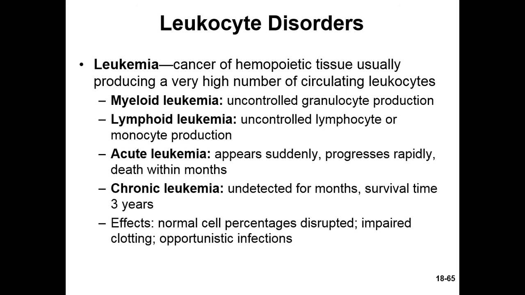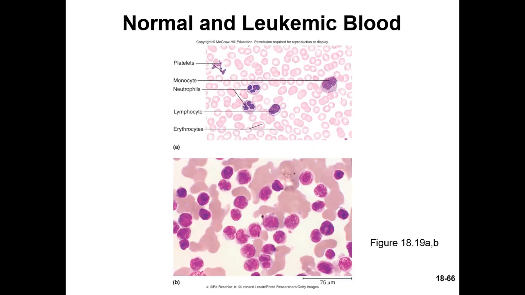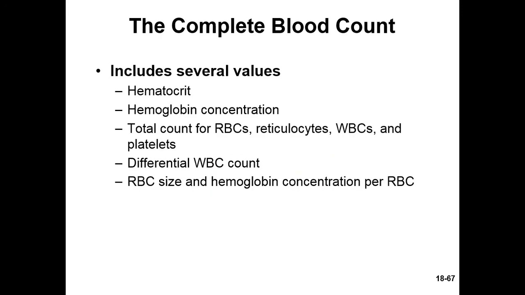a compromised immune system. Alright, this is just a histological view of what a normal blood slide looks like with the white blood cells and the red blood cells. Alright, complete blood count, you're looking at the differential white blood cell count, hemoglobin, hematocrit, reticulocyte count, as well as platelets.